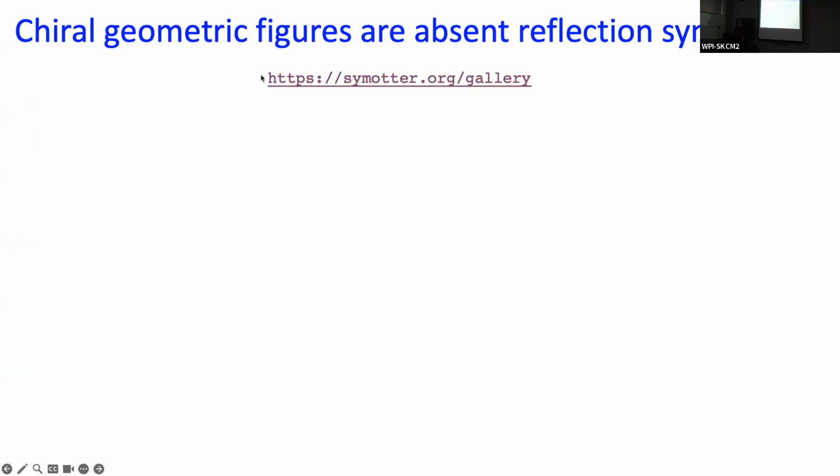You may be good at recognizing chiral things from achiral things or not, but I'll show you a good place where you can practice.